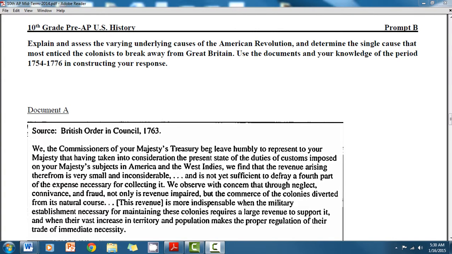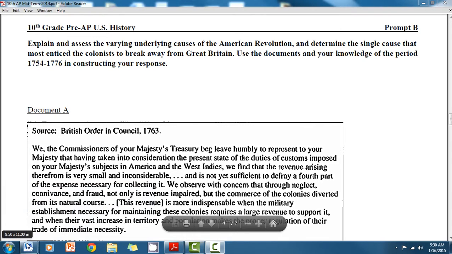Okay, this is prompt B, and we are going to go through an example of how to complete the DBQ worksheet starting from step 1. The prompt: explain and assess the varying underlying causes of the American Revolution and determine the single cause that most enticed the colonists to break away from Great Britain. Use the documents and your knowledge of the period 1754 to 1776 in constructing your response.